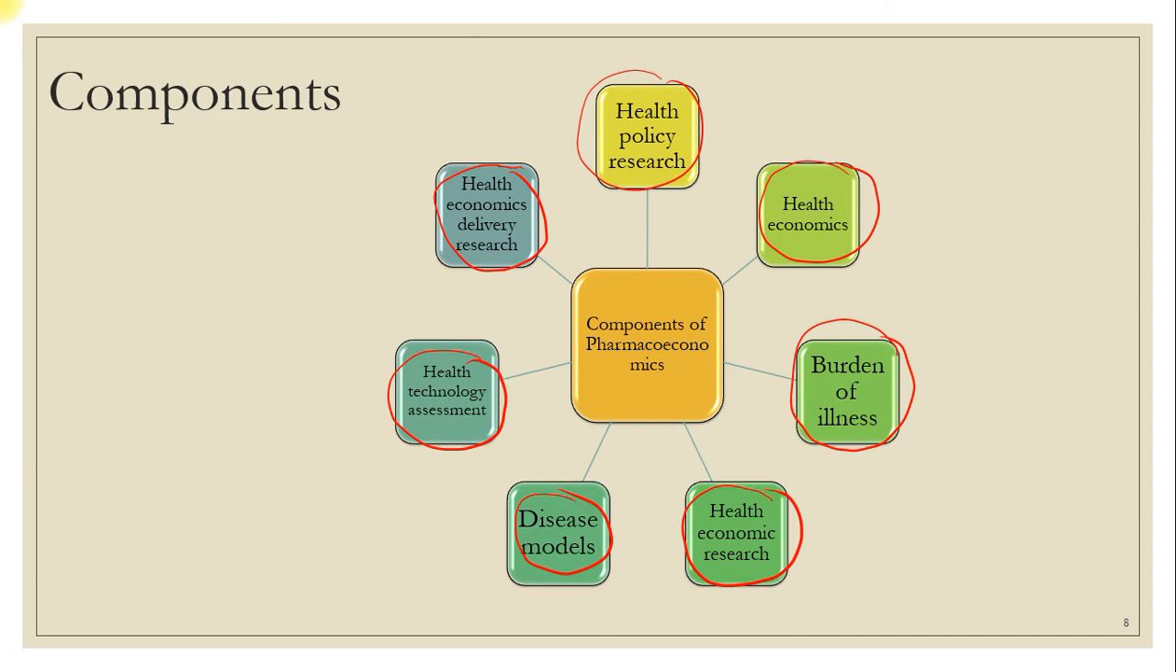Then burden of illness. Burden of illness means how many people are actually affected by a certain type of illness, like the number of diabetic patients in India. That will be the burden of illness. Because if the number of patients increases in one area or in the entire country, then the amount of drugs consumed by such patients also increases. And as the amount of drugs consumed increases, it also increases the burden on the health care system.